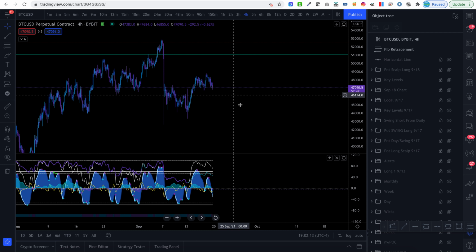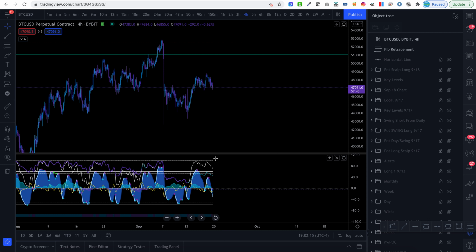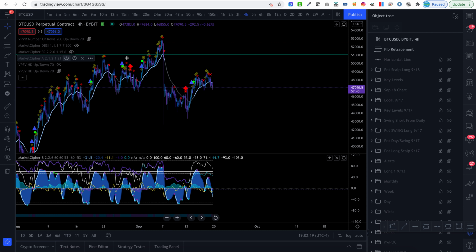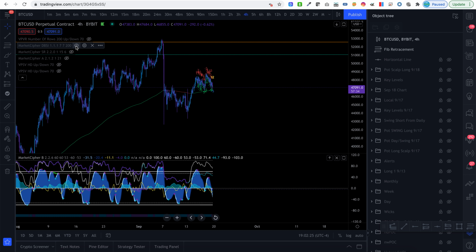what do I do? I look at Market Cipher. I can look at Market Cipher B. I can look at Market Cipher A and see if there's anything significant there, like a blood diamond or a yellow X. I can look at Market Cipher DBSI, which is giving me the strength of the trend.